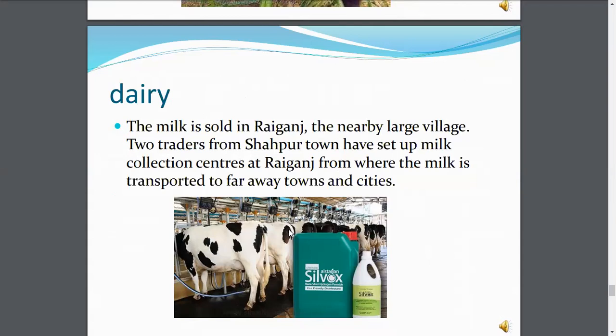So whatever dairy farming is done in Palampur village or any villages nearby, the milk is sold in Raiganj. And two traders from Shapur town have set up a milk collection center at Raiganj. From there, the milk is transported to faraway towns and cities, which again helps the non-farming activity people get a good amount as profit, because they are selling the milk to different towns and cities.